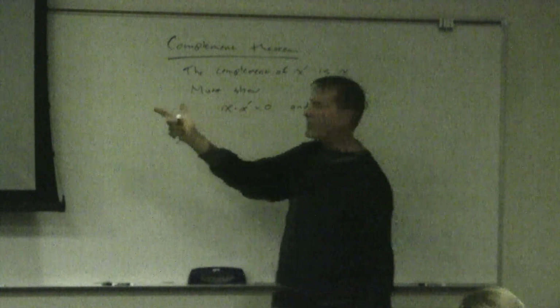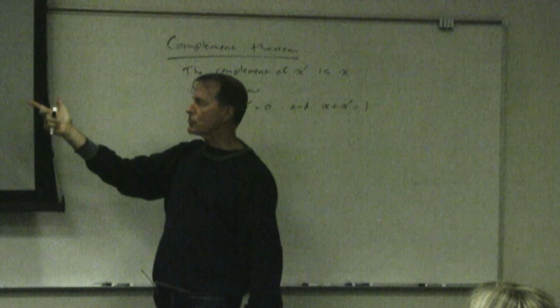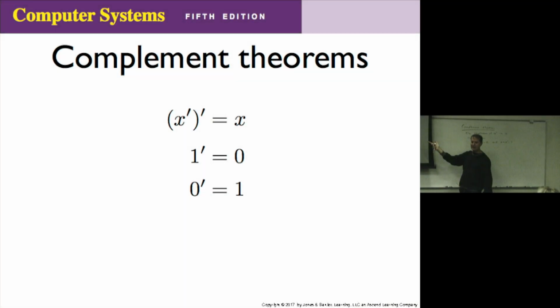And furthermore, how would you show that 1 prime equals 0? Same thing. You would have to show that the complement of, wait, what are we trying to show for 1 prime? The complement of what is what? Of 1 is 0. We're trying to show that the complement of 1 is 0.